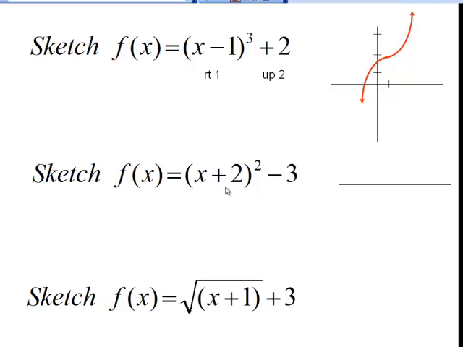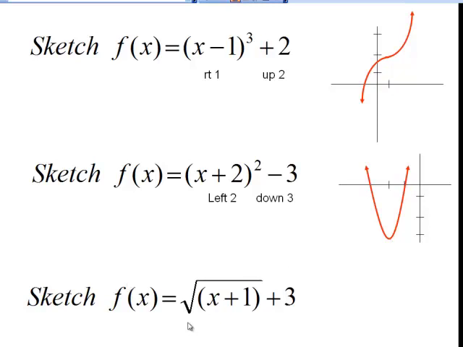Okay, the second one is plus 2 inside parentheses, and then minus 3. That's going to be left 2 and down 3. So again, you start at 0, 0, go left 2, and down 3. And then from that point, we're going to draw a square, which is a parabola that's U-shaped. So the bottom dot of our parabola is going to be down at left 2 and down 3.